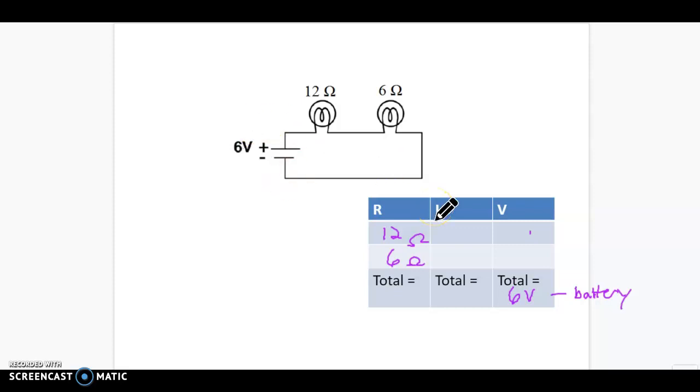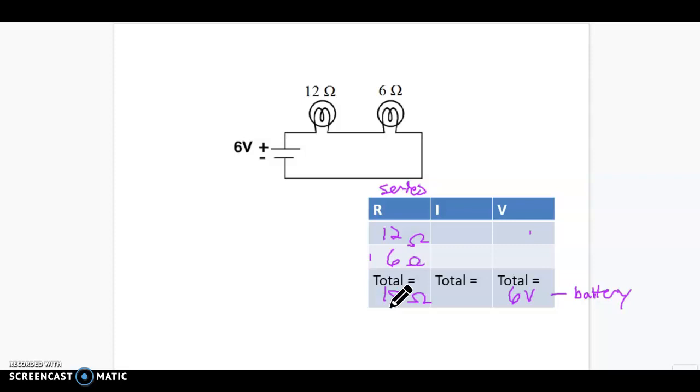Then I solve out for things that I know. It's kind of like a puzzle. If I can solve for things in a column, awesome. Like I can figure out my total resistance. Remember, for a series circuit, you really are just adding them up. So if I take 12 plus 6, I get 18 ohms.